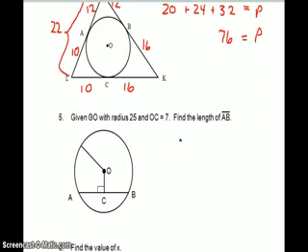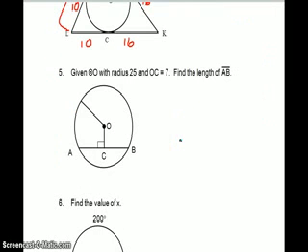Number 5. Given circle O with radius 25 and OC equals 7, find the length of AB. Okay, the radius is 25. OC equals 7, so this is 7. And we want to find the length of AB. Since we know this is perpendicular, that's going to cut this in half. If we can find this, when we double it, we'll know what AB is.